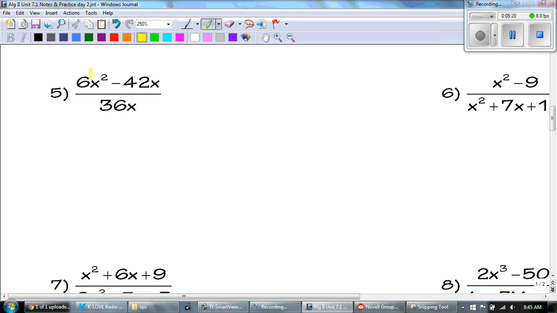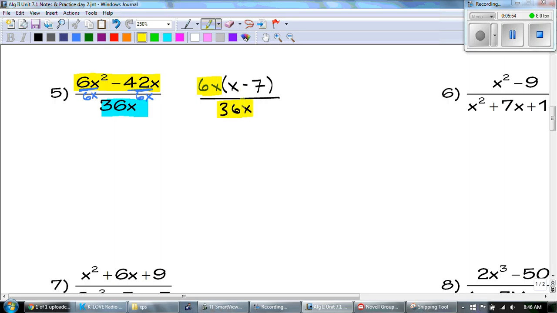All right. On the top, I need to take out a GCF. Between 6 and 42, I can divide them both by 6, and they have an x in common. So the 6x comes out front. 6x squared divided by 6x is just x. 42 divided by 6 is a 7, and then the x's cancel. On the bottom, I still have the 36x.